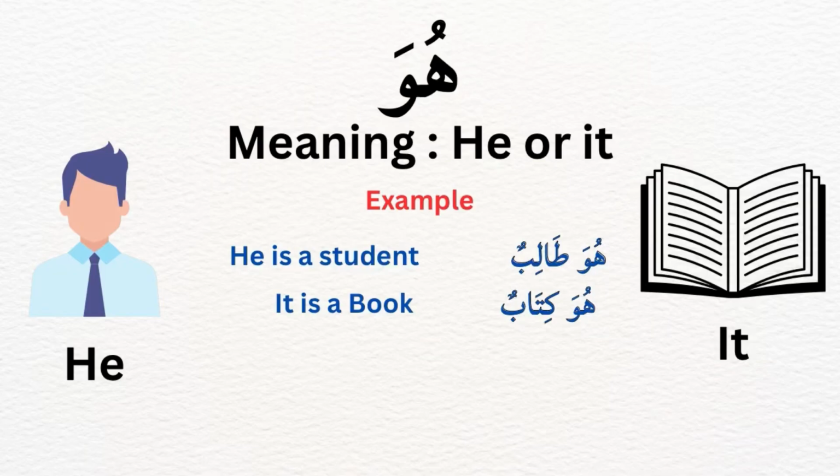You know, in Arabic, there are feminine words and there are masculine words. So if an object is masculine, we can call it huwa because it is third person. So huwa is used for either he or it if the object is masculine. For example, he is a student: huwa talibun. He is a student. Another example, it is a book: huwa kitabun. Because huwa is used for both he or it.